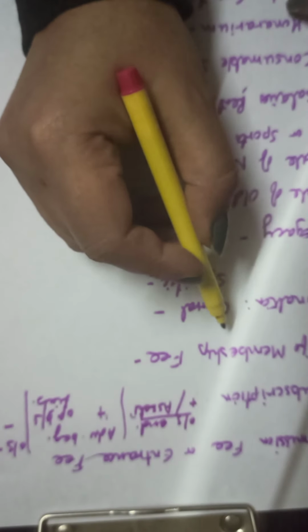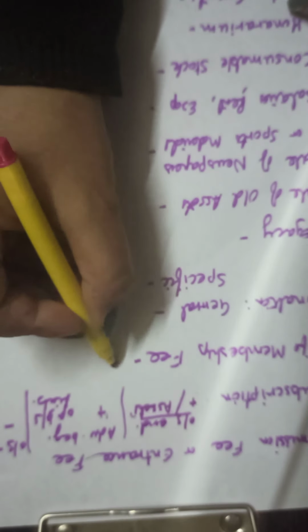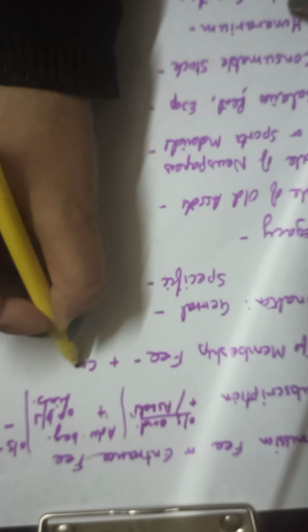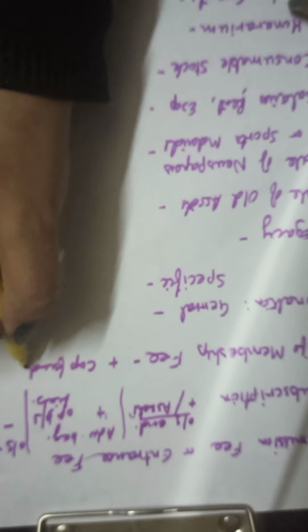And will be subtracted. These are the 4 ways the subscription will be treated. Now after this, then comes the life membership fee. Life membership fee added, this will be added directly to the capital fund, or shown separately on the liability side.